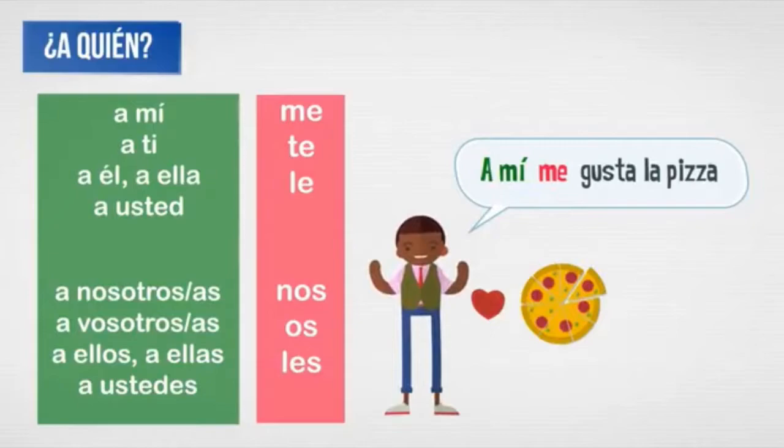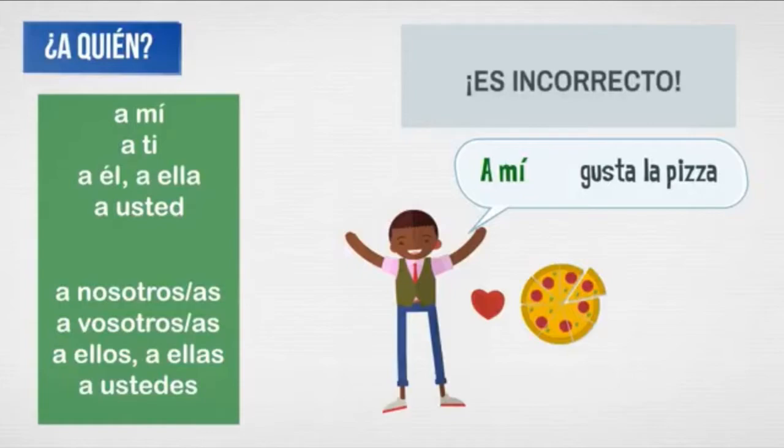I can also say a mí me gusta la pizza with a mí. I don't need to say a mí, but if I want to emphasize the phrase, I can use a mí. What I cannot say is a mí gusta la pizza, ¿vale? Es incorrecto. So I need always to say me gusta la pizza or a mí me gusta la pizza, but not a mí gusta la pizza.